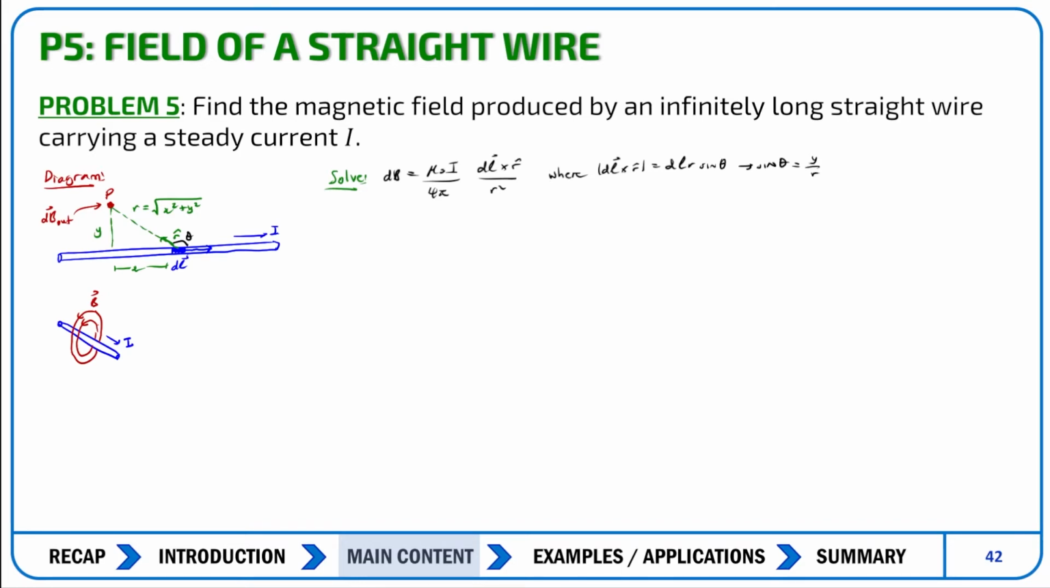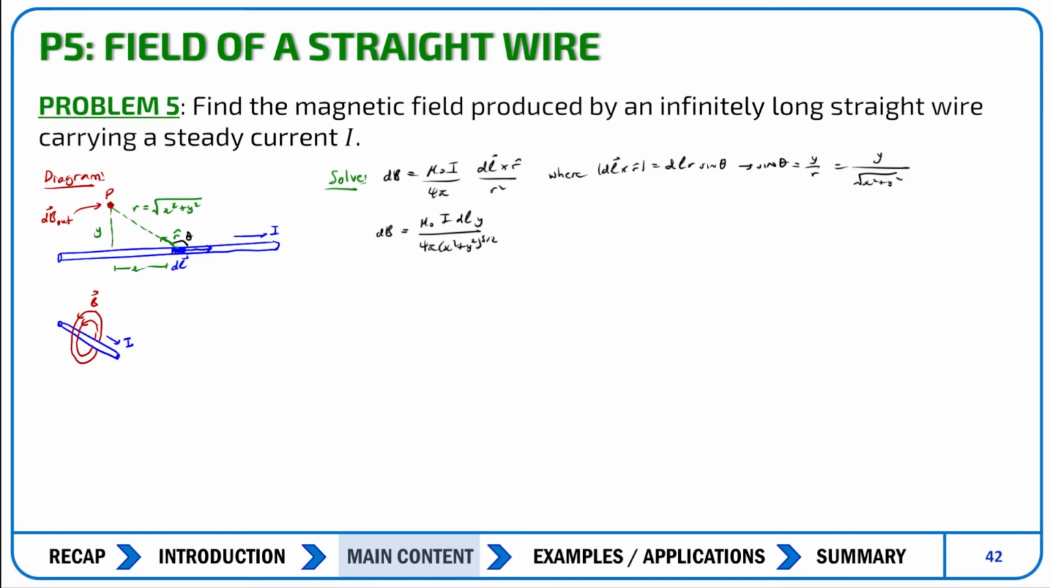Due to trigonometric identities, we end up with y over the square root of x squared plus y squared. Then we have dB is equal to mu naught I dl sine theta, which is y over r cubed. So, dB = mu naught I dl y over 4 pi (x squared plus y squared)^(3/2). Now that we have this, we want to solve for the field and analyze the result.